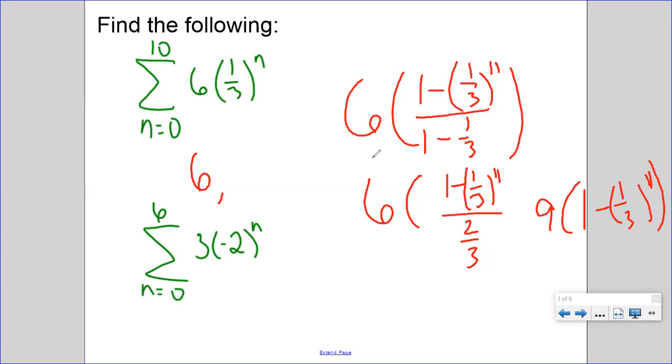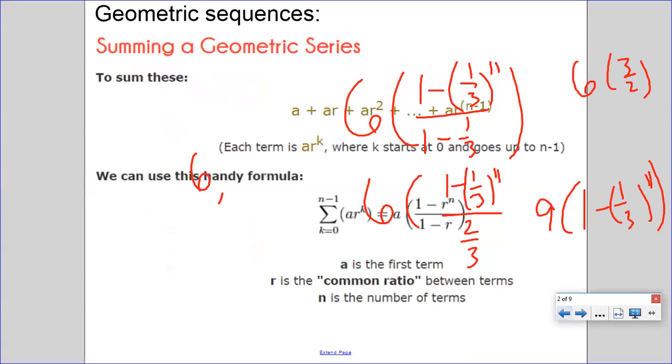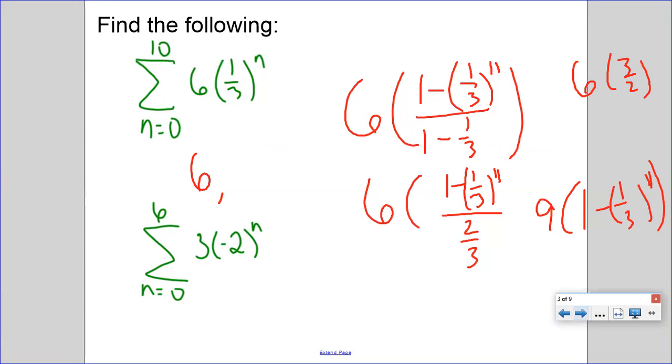No, we don't have a calculator. Oh man, if only we had a calculator where we could put in 1 minus 1/3 to 11. How did I get 9? I did 6 times 3/2 because I know there's a 2/3 in the bottom. If you go back, it's 1 minus r, and so 1 minus 1/3 would give us 2/3, so I multiply by the reciprocal.